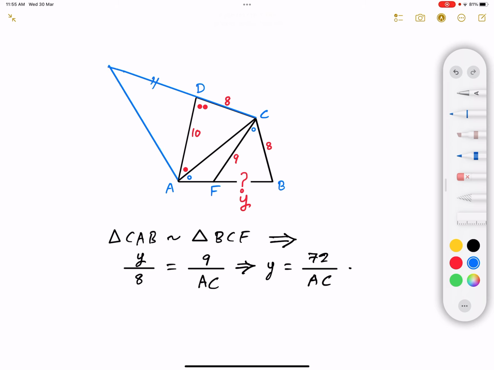Where this length here is equal to this length, so this is going to be 10. And of course, because this is an isosceles triangle, the base angles here are going to be equal. The sum of the base angles of this isosceles triangle is going to be equal to this exterior angle ADC. So each one of them is going to be half of that.